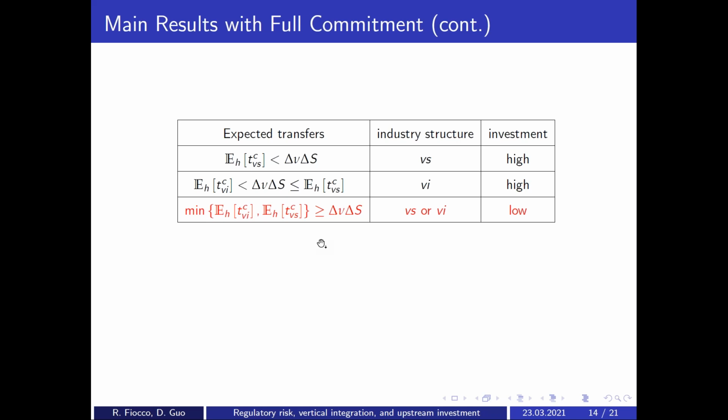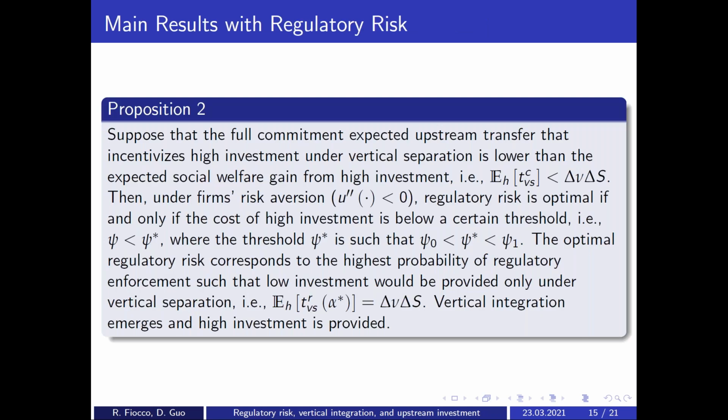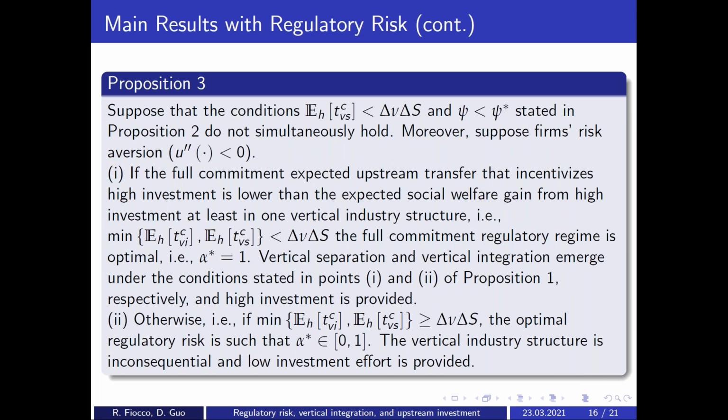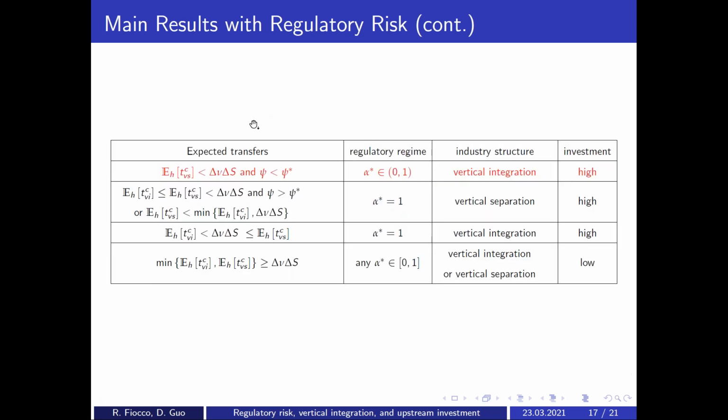Okay. Now we will turn to the situation with regulatory risks, but don't worry. Again, I summarize proposition 2 and proposition 3 into a table. But here, I would like to only focus on the most interesting case, the red case, case 1, because if we look at this column, regulatory regime, this is a unique case that the optimal alpha cannot be 1, okay? Which means this is a unique case that full commitment cannot be optimal, which is counterintuitive.